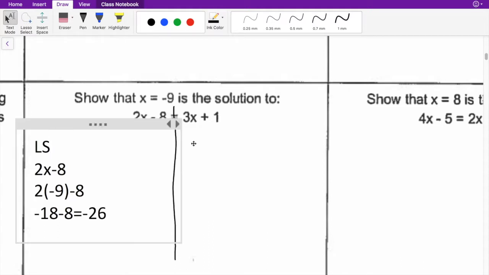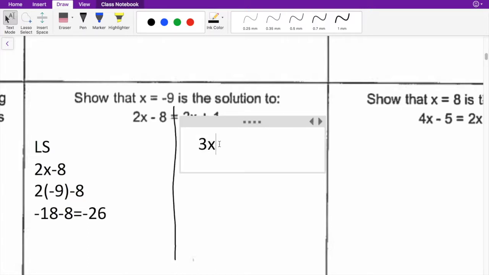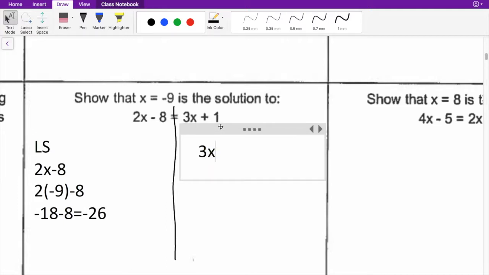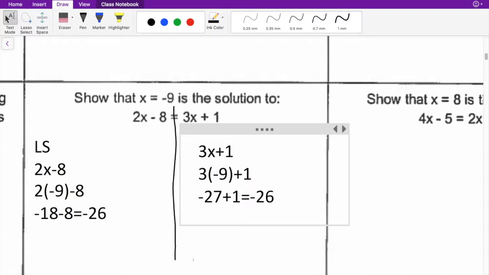So if this answer is correct, as in the answer is negative 9, this opposite side should be the same. So 3x plus 1. Okay, oops, that's 3 times x, plus 1. Then we're going to substitute in that negative 9, plus 1. 3 times negative 9 is going to be negative 27, plus 1 equals negative 26.